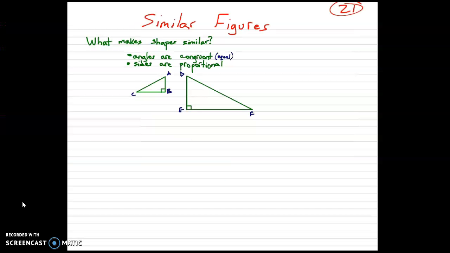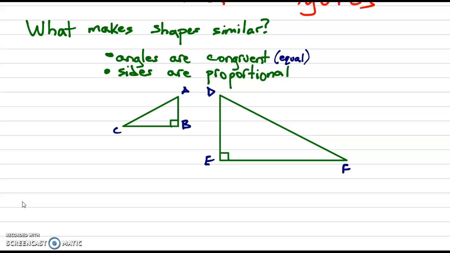Okay, so those triangles do have names. The small one is triangle ABC. The large one is triangle DEF. So, are the angles congruent? Are there angles in here that are equal? Yes. Angle B of the small triangle and angle E of the large triangle are congruent. These are also called corresponding, meaning they match.